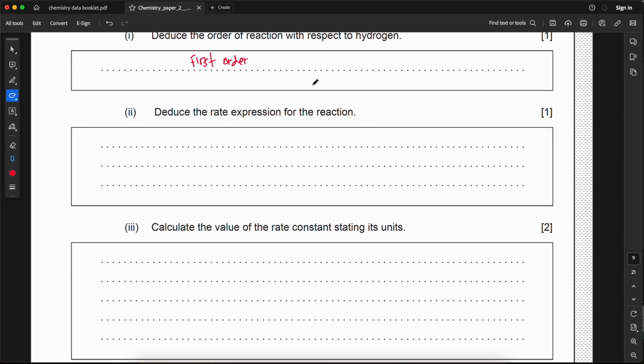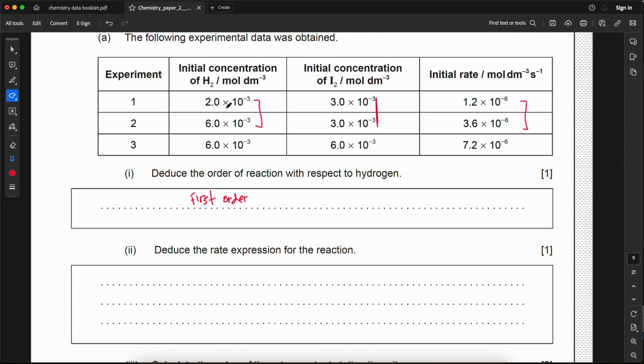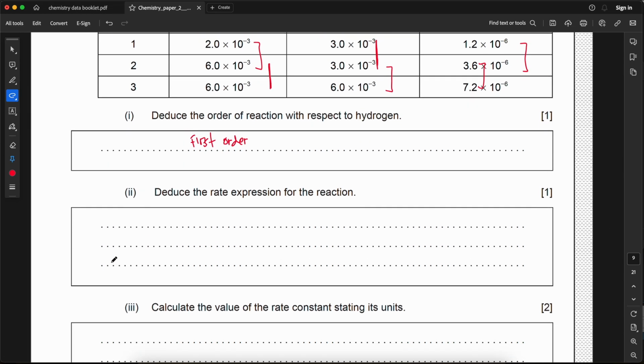Deduce the rate expression for the reaction. So we need to find out for H2. H2 is first order, and for I2, this is the same. And you can see also here, double the concentration, double the rate of reaction. So I2 is also first order. Therefore, rate will be k[H2] first order, and [I2] first order.